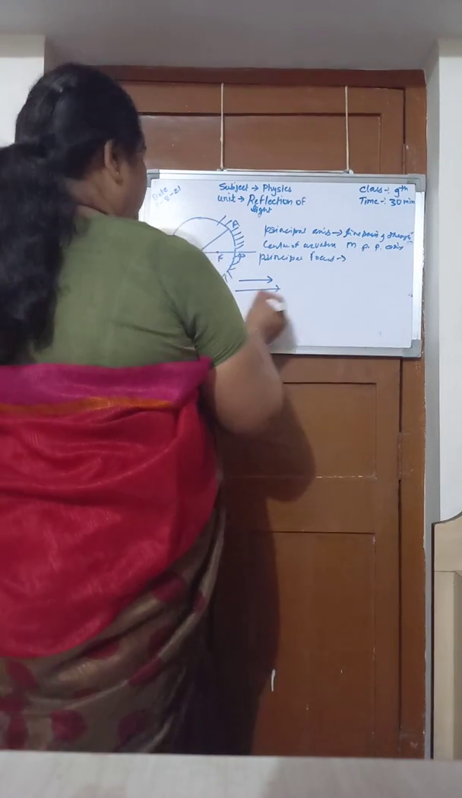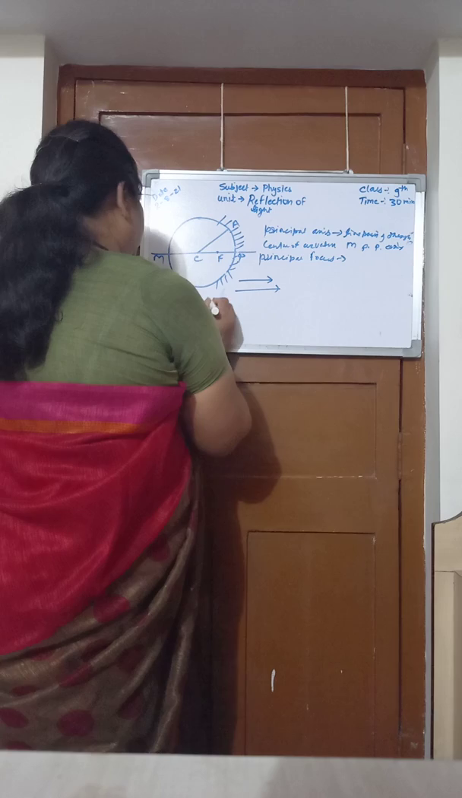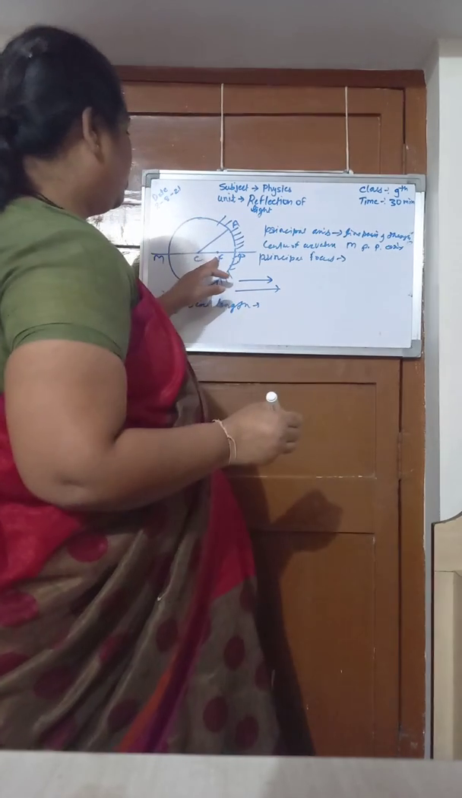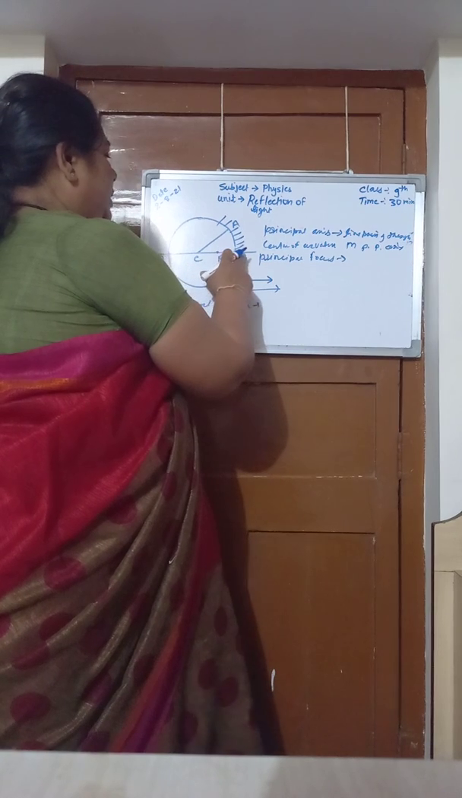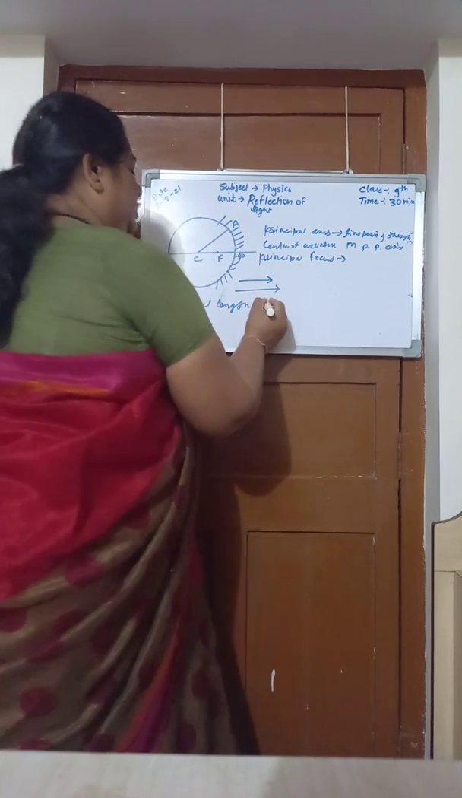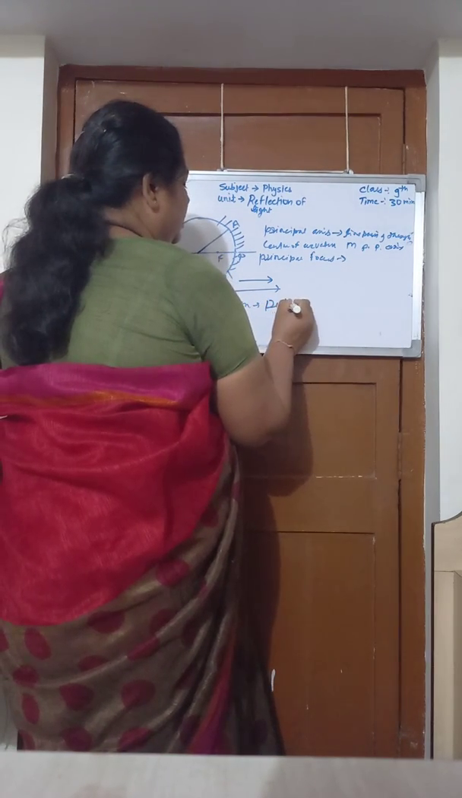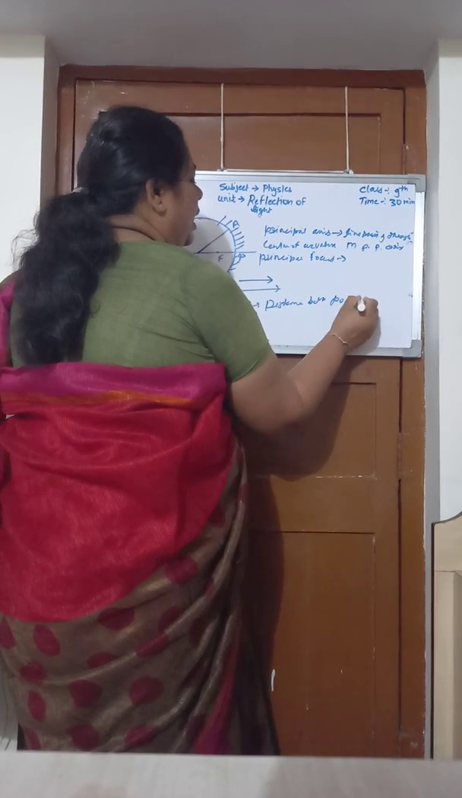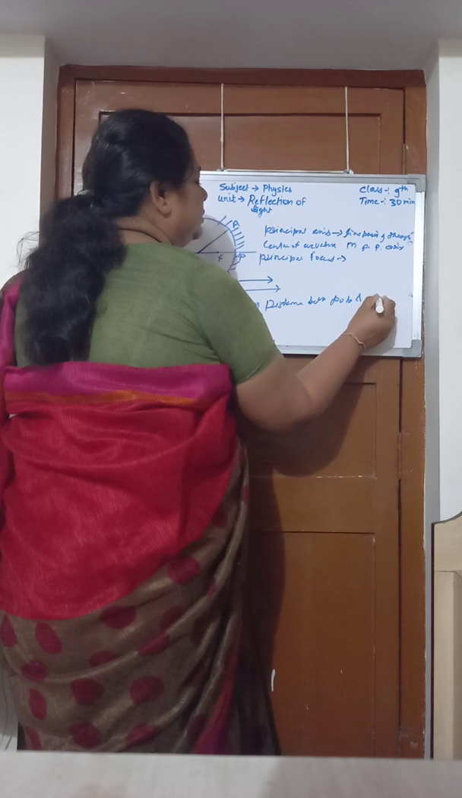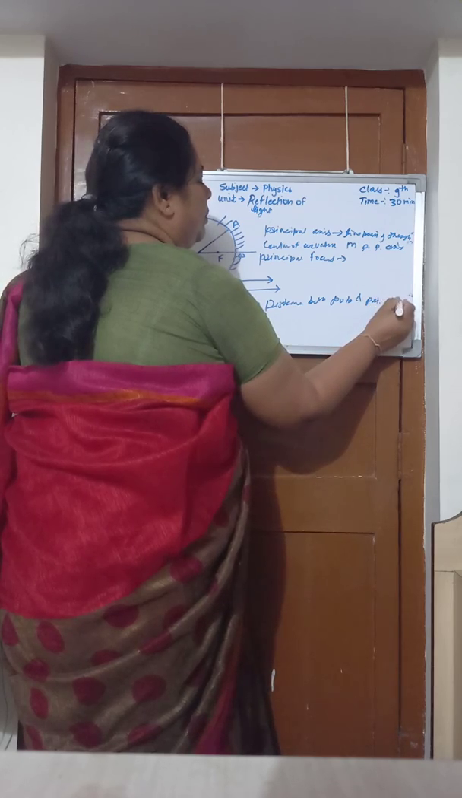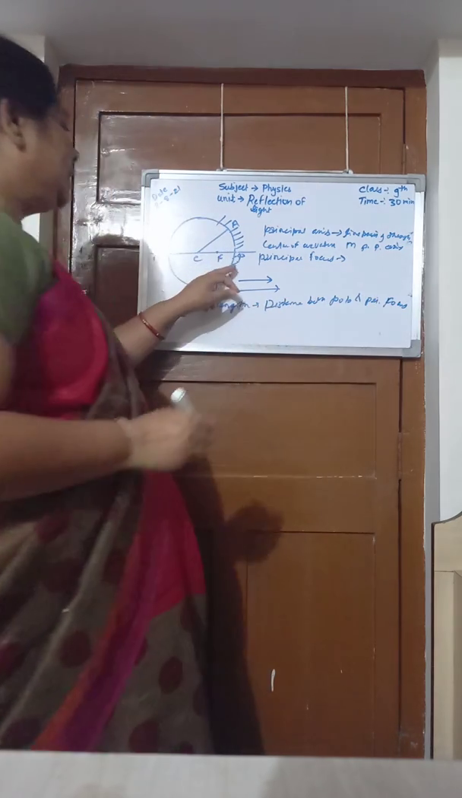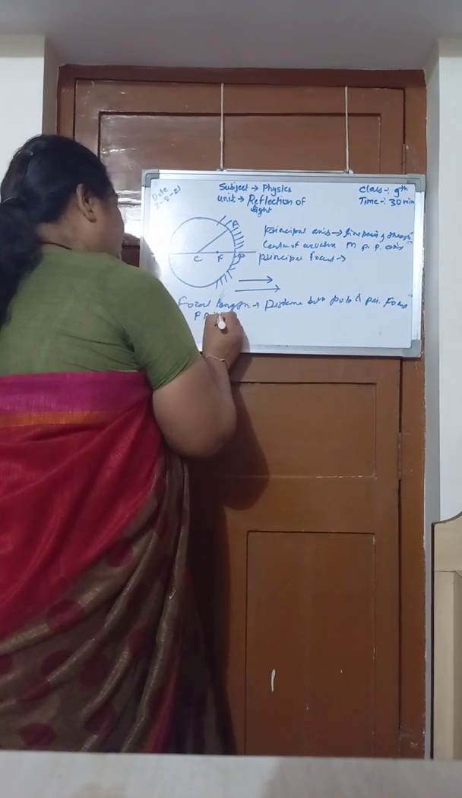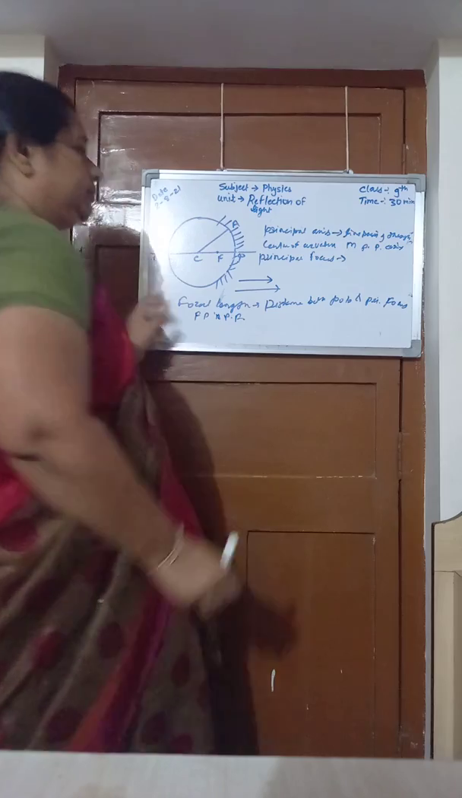Then focal length. What is focal length? Focal length is the distance between pole and principal focus. That is PF. F is the principal focus. Okay? Got it?